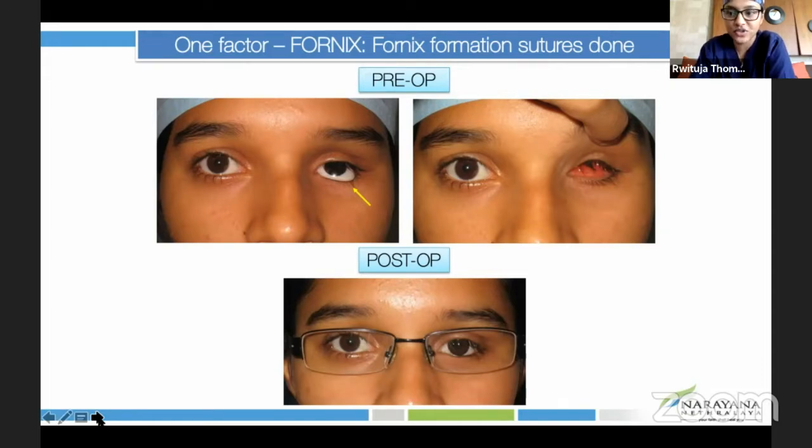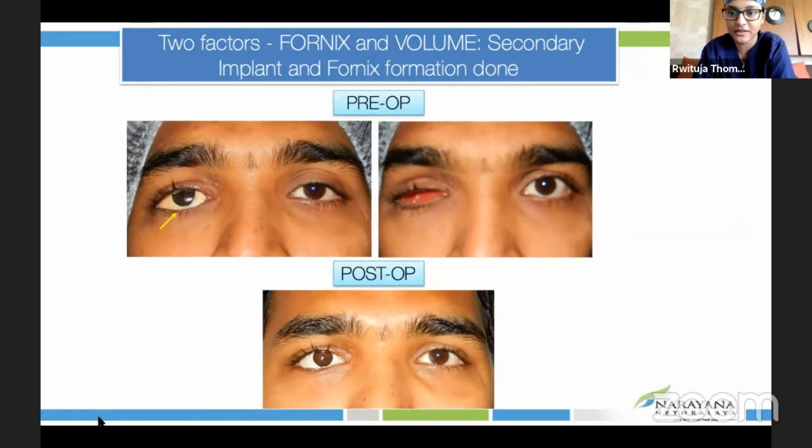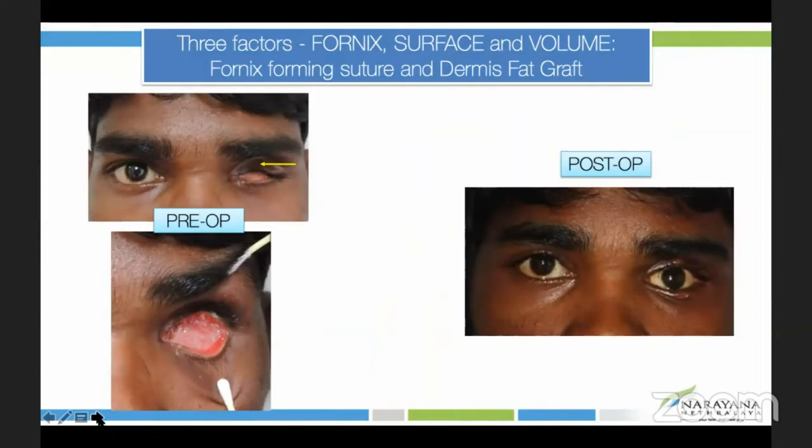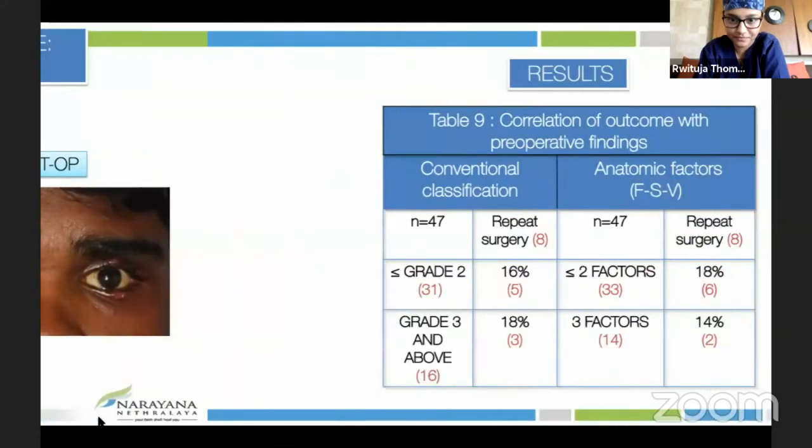So fornix forming sutures were done for the shallow fornix. This is 2 factors. So there was a shallow fornix and a volume deficit. So a secondary implant and fornix formation was done, after which the patient retained the prosthesis well. And in this, there was a fornix, surface and volume deficit, for which a fornix forming suture and a dermis fat graft was done, after which the patient was able to put in a prosthesis.